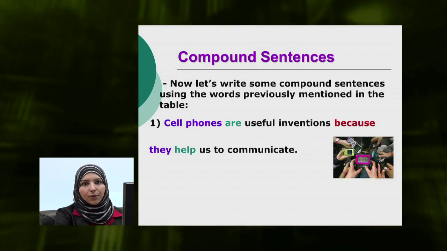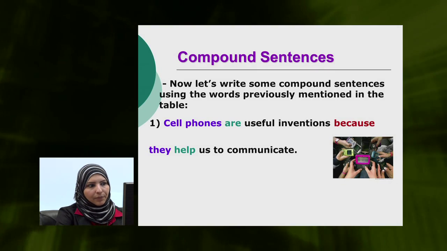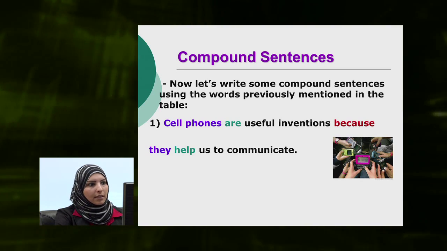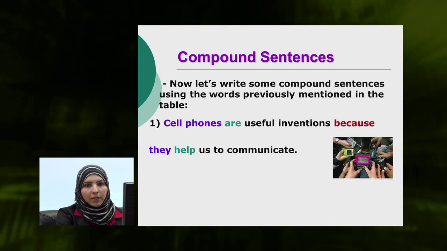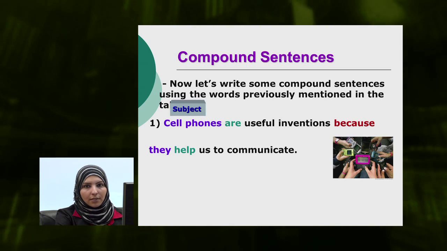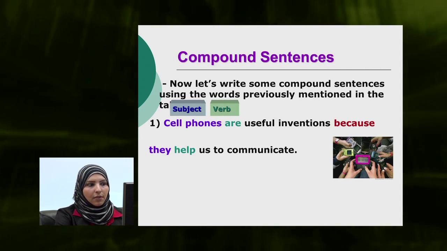The first sentence that you can write can be, cell phones are useful inventions because they help us to communicate. As we see, this compound sentence includes two clauses. The first clause is, cell phones are useful inventions, while the second clause is, they help us to communicate. In the first clause, the subject is cell phones, and the verb is are. In the second clause, the subject is they, while the verb is help. We join the two clauses together using because, which indicates reason.